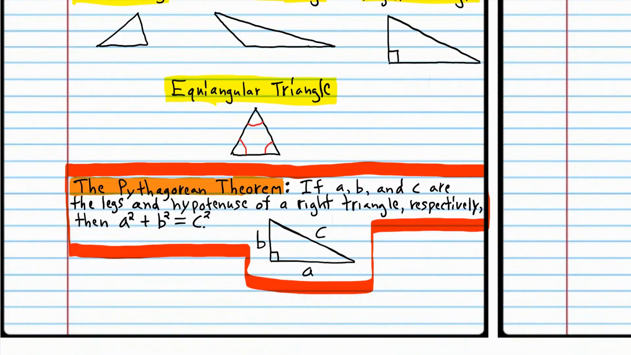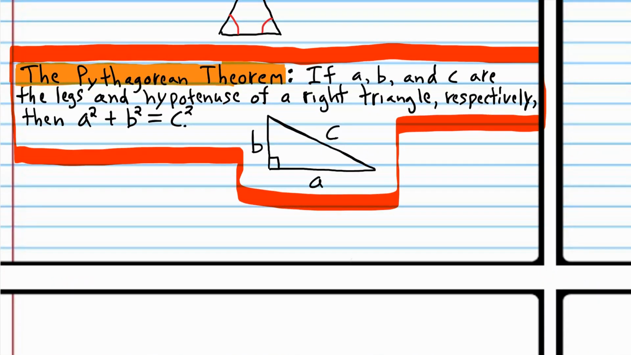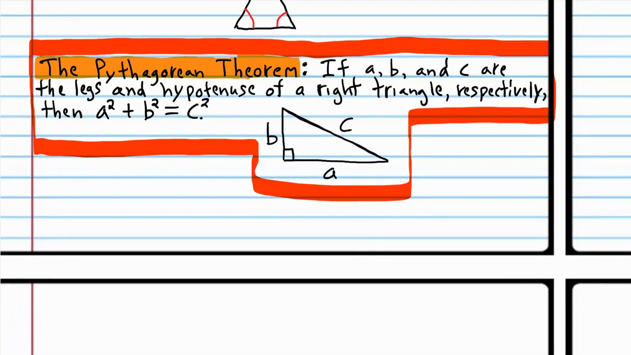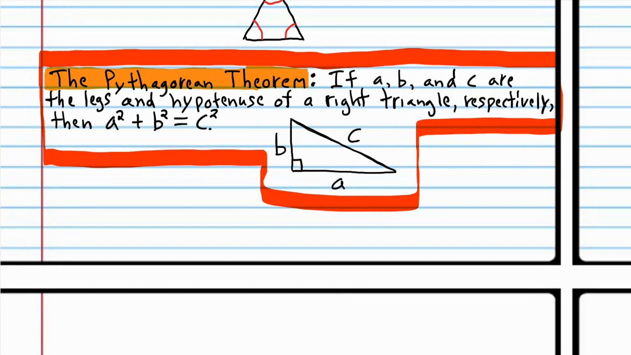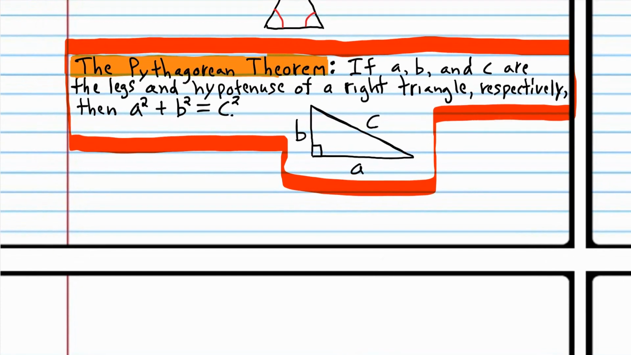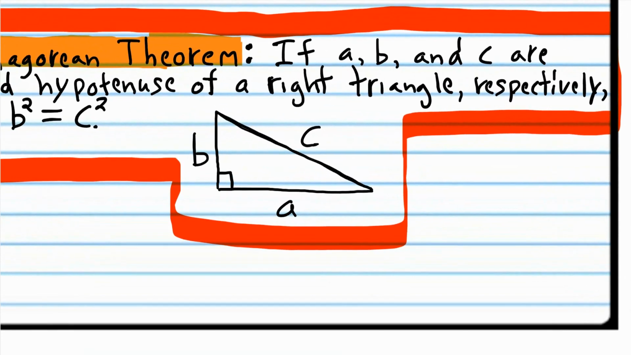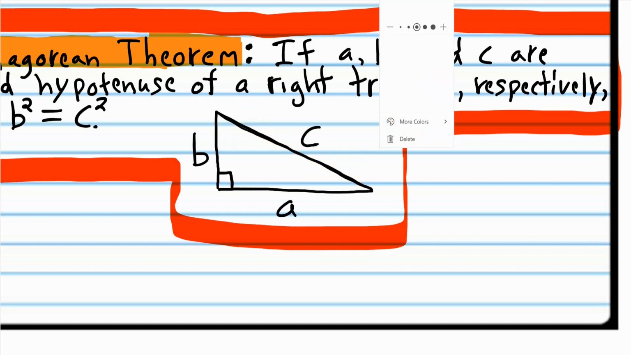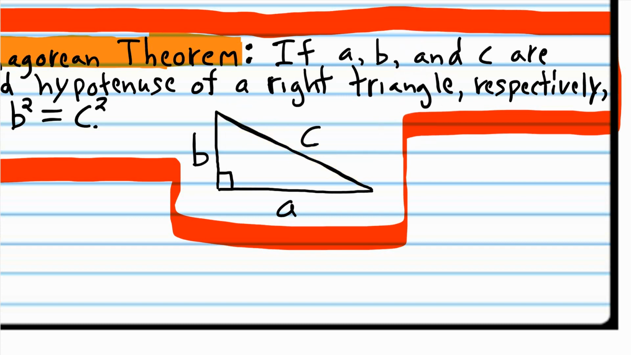So let's get to the important stuff today. The first thing that we're going to go over, that's the first theorem, is the Pythagorean Theorem. Now, before we talk about what this theorem is, we have to name the lengths of a right triangle. The longest side of a right triangle is called the hypotenuse. And the hypotenuse is always opposite the right angle.